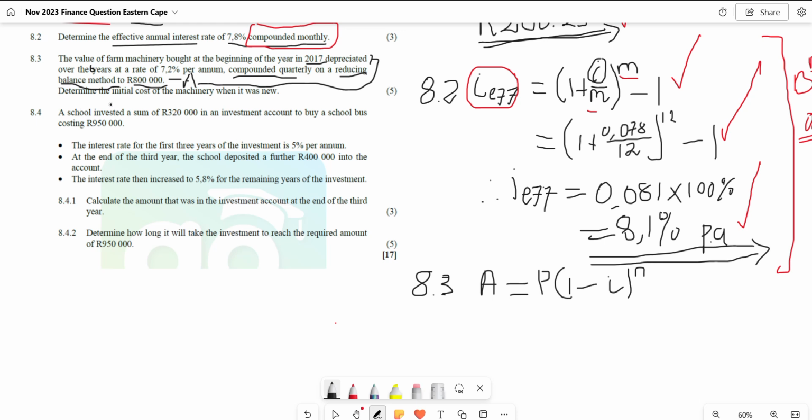Then what is the question? The question says, determine the initial cost when it was new. Now, that is the keyword. When it was new, what cost was this machinery bought at? What amount was this machinery bought at? That's why it says the initial cost. In this case, we are looking for the P value, the cost of an item before it depreciates. Then the A value is the depreciated amount, which from that question is 800,000 rands.